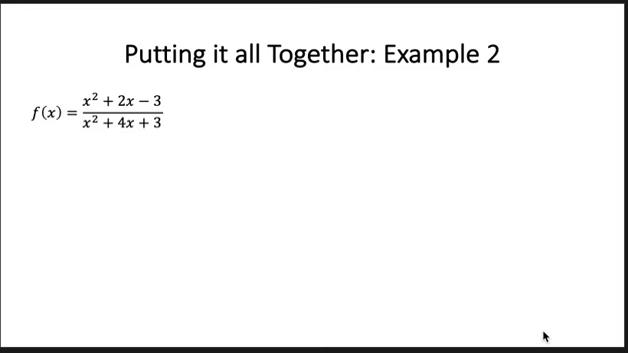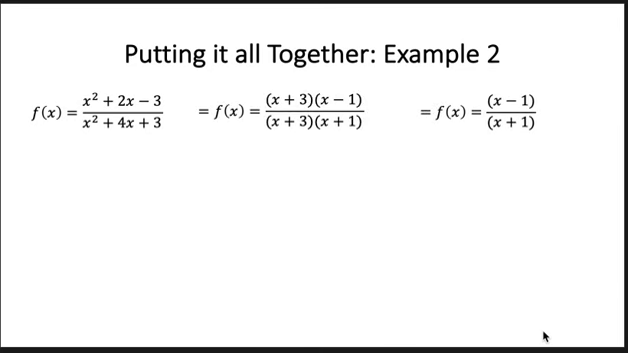So f of x is equal to (x squared plus 2x minus 3) over (x squared plus 4x plus 3). The first thing we're going to do is factor the top and factor the bottom. And then we see that there's a common factor here. So we're going to factor out that common factor. The common factor is x plus 3. So what we have left is (x minus 1) over (x plus 1).